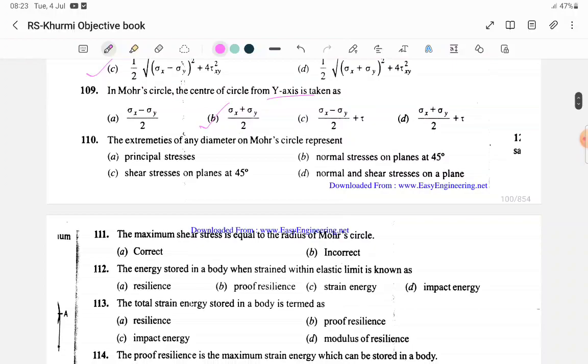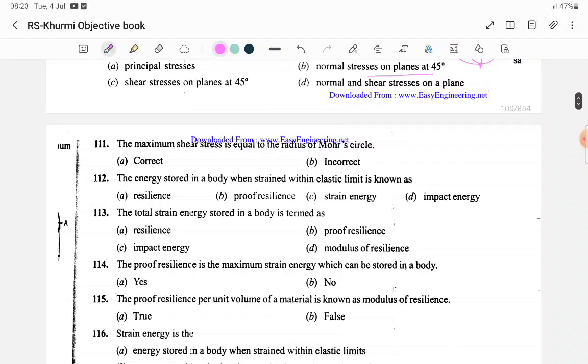The extremities of any diameter of a Mohr circle represent what? The extremities of any diameter on a Mohr circle represent the normal stress on a plane at 45 degrees. And this is the Mohr circle. Any extremity of a diameter, what does it represent? Normal stress on a plane at 45 degrees. Maximum shear stress is equal to the radius of the Mohr circle.